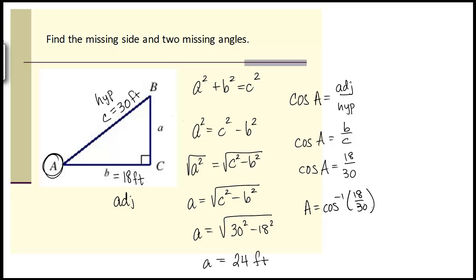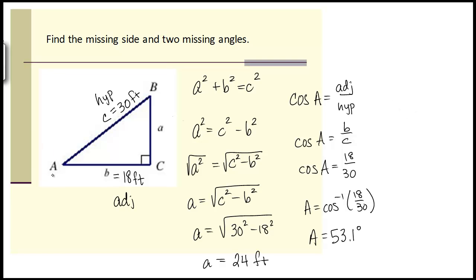Now in order to get the cosine⁻¹ button, I have to hit the shift or the second button on your calculator. Put the 18/30 inside of parentheses. And I will get the angle rounded to the nearest tenth of a degree, 53.1 degrees. We could, in order to find out angle B, subtract 53.1 from 90. But I'm going to go ahead and do it by using the trig function again.